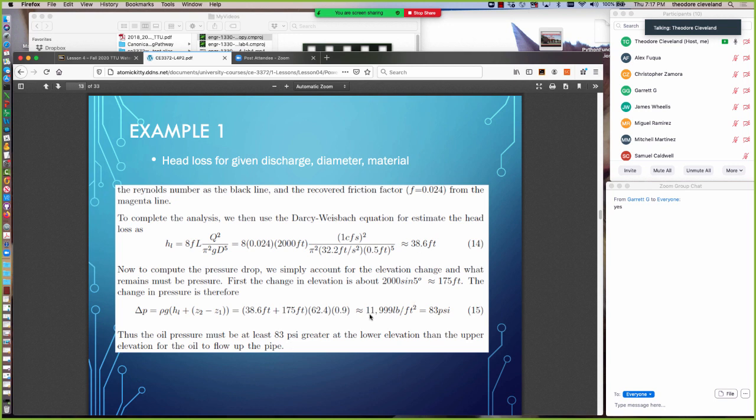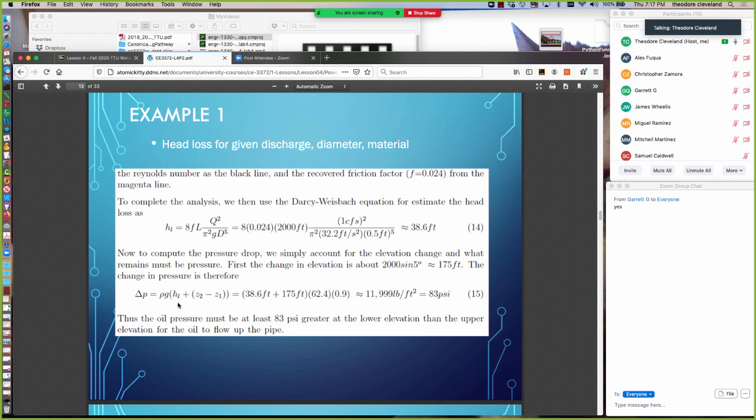And in the next part, the pressure calculation is illustrated here in line 15. The change in pressure is simply, we rearrange the equation, multiply by the specific weight of water, and come up with about 83 pounds per square inch.